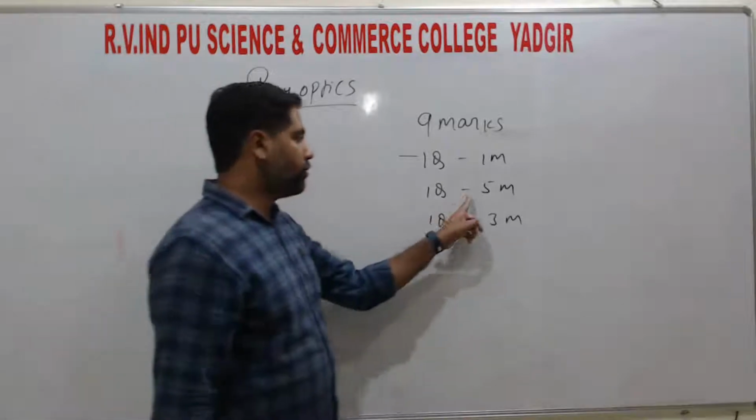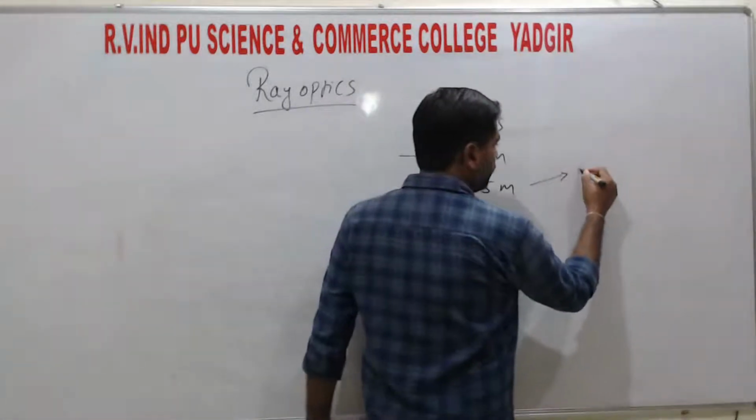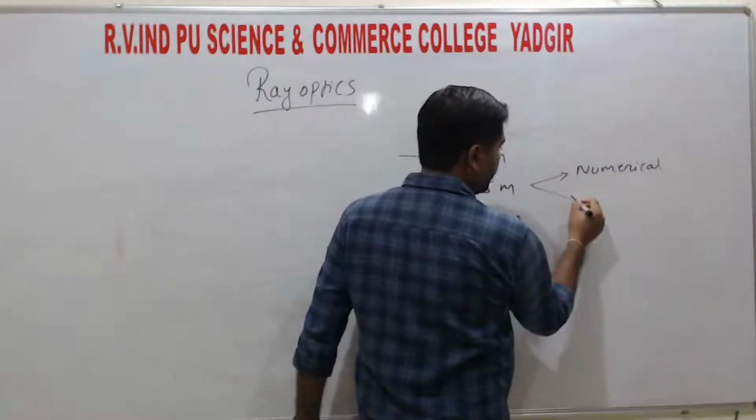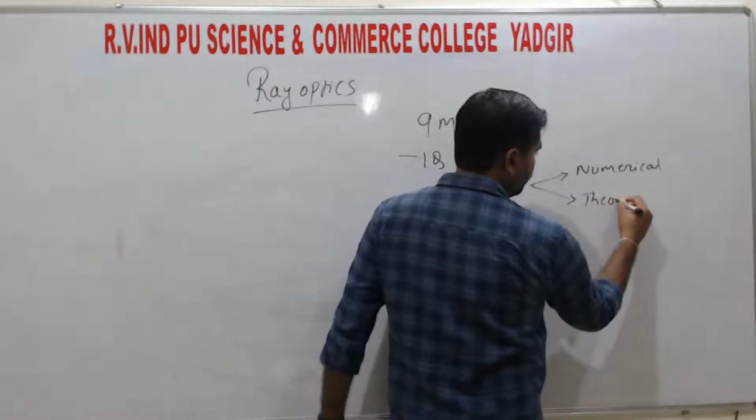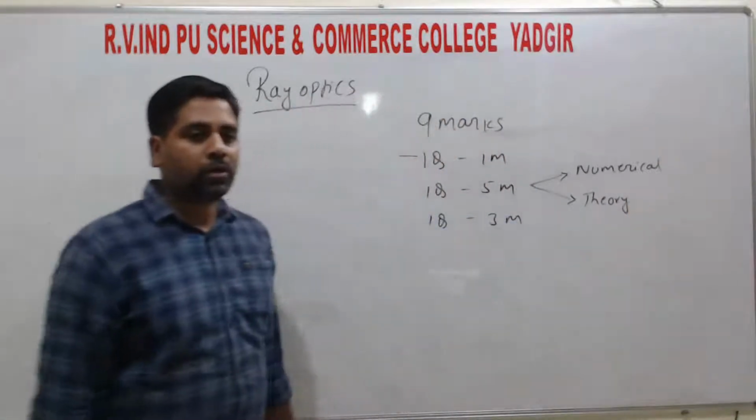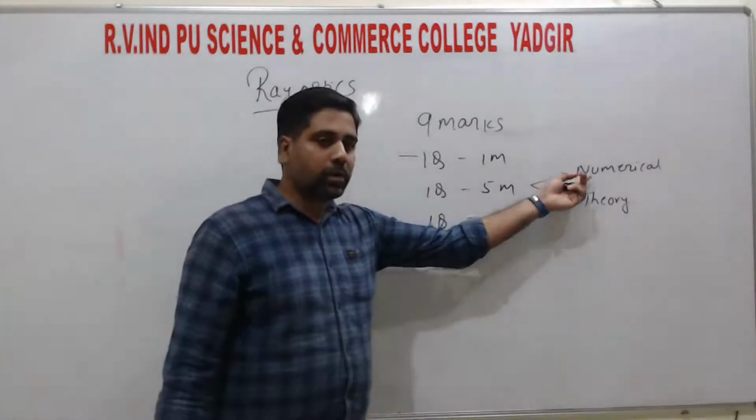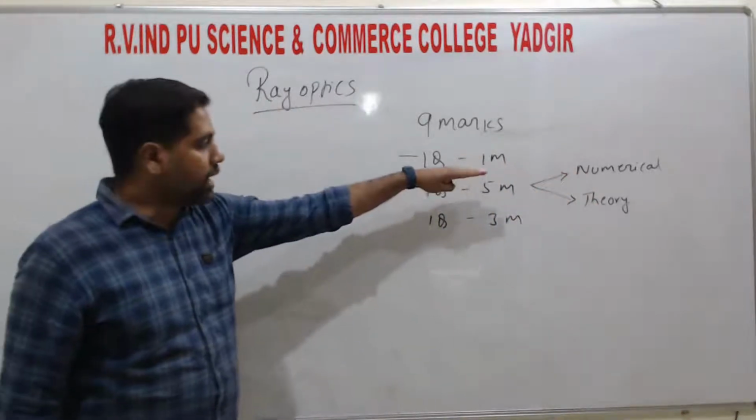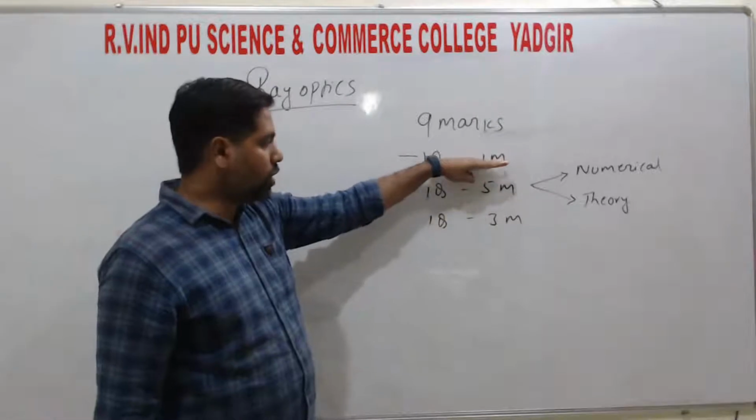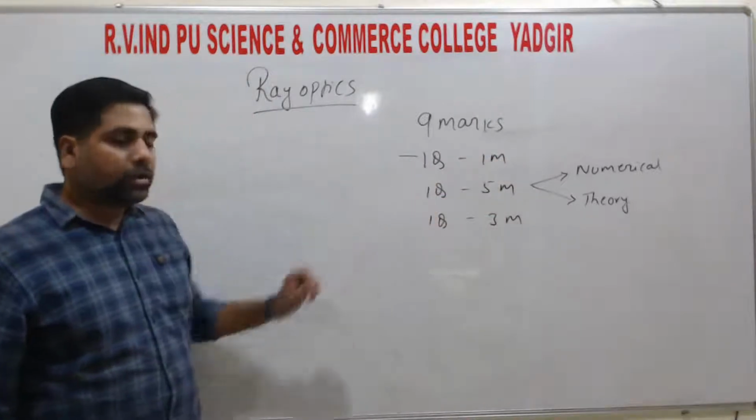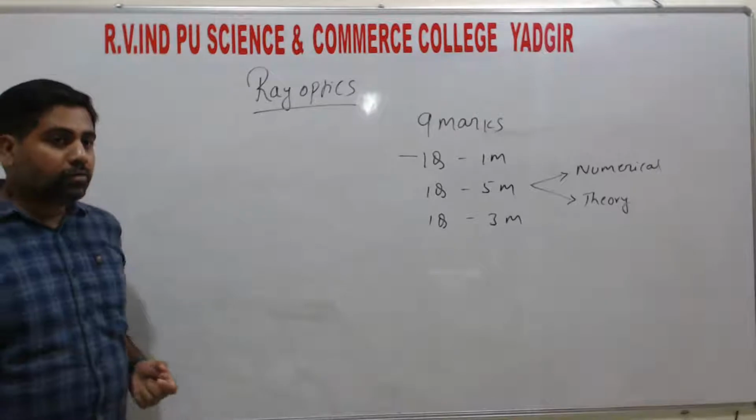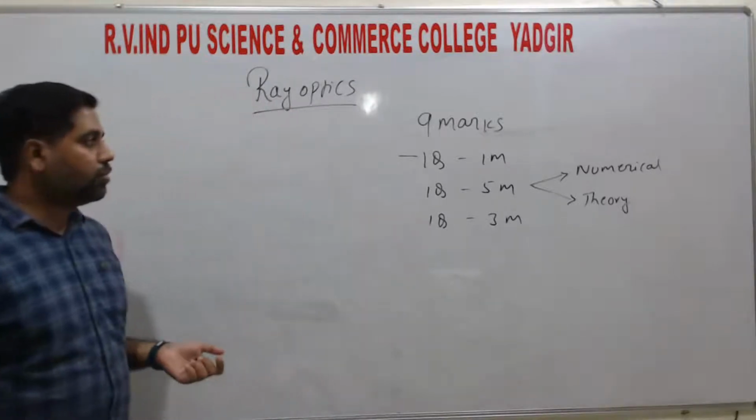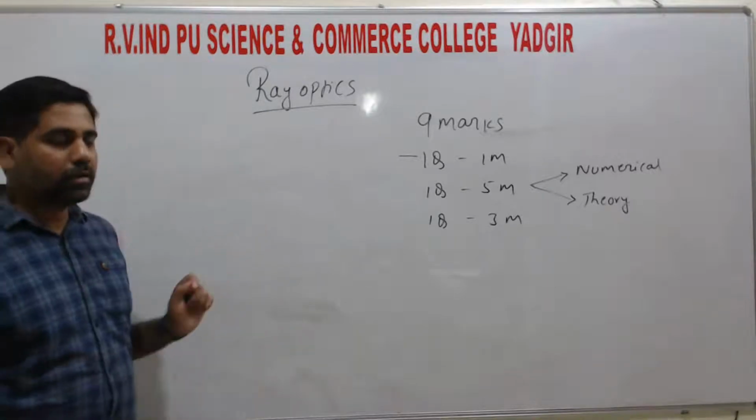Right. So this 5 marks question may come either from numerical or from theory. So compulsory one question will come from either numerical or theory. Then one question for 1 mark. Either they may ask one question for 1 mark, or they may ask one question for 2 marks. Right. So this is about the weightage of the marks, that is about total 9 marks.